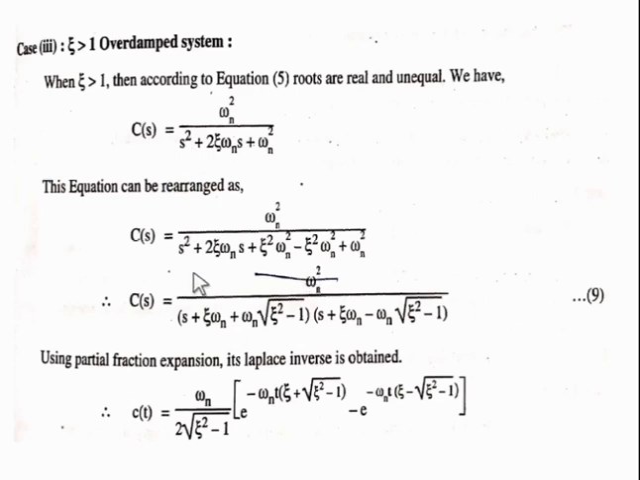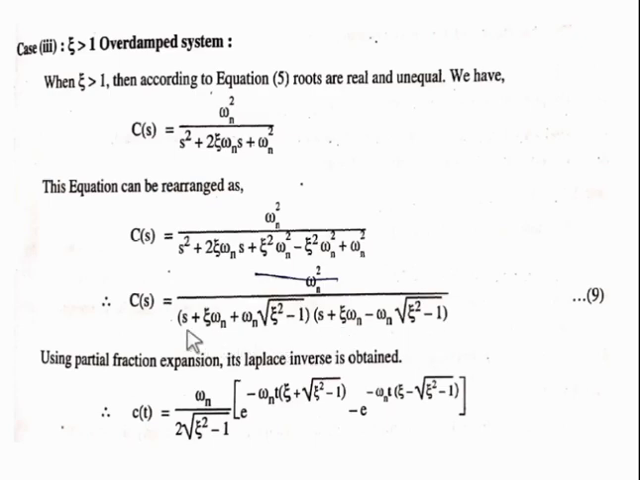If we further rearrange these equations, we get s plus zeta omega n plus omega n under root zeta square minus 1, and the second bracket s plus zeta omega n minus omega n under root zeta square minus 1. If we solve this equation, we get this kind of equation. So these equations and these equations both are the same. So using partial fractions, its Laplace inverse is obtained. In partial fractions, omega n square is constant, and this is one term, so A by this and plus B by this.